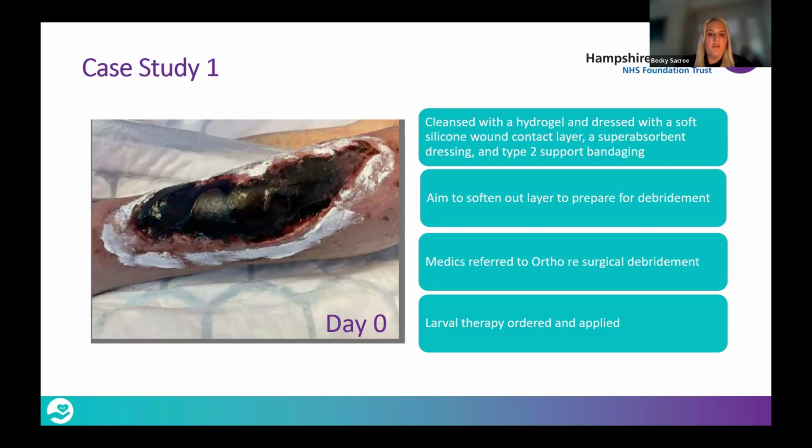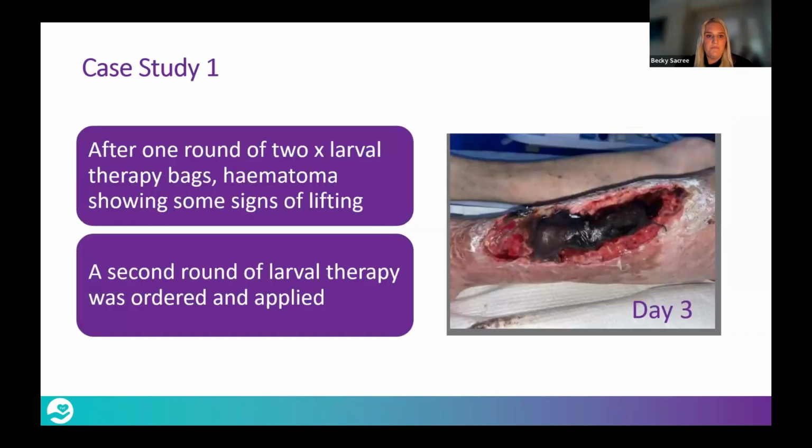And this is the photo here on day 0 of application of larval therapy. The next photo here is after 1 round of larval therapy. So the patient was absolutely delighted in the improvement in that short space of time, those 4 days, the dramatic impact that they'd had on cleaning up the wound.